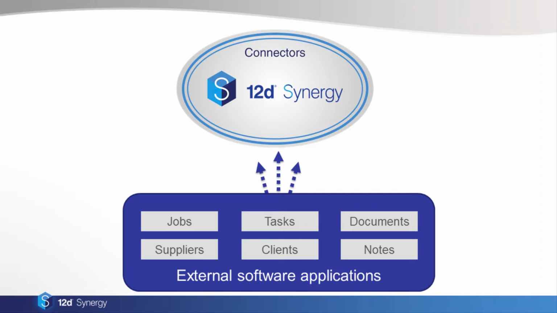The attributes connected to those entities are pulled in. Because 12D Synergy's attribute system is so flexible, you can bring in any kind of data from an external software application. Each connector is downloaded as a separate plugin for Synergy. Once a connector pulls information into Synergy, you'll be able to use all of our standard features with the data, such as powerful search, change history, versioning, and rollback.